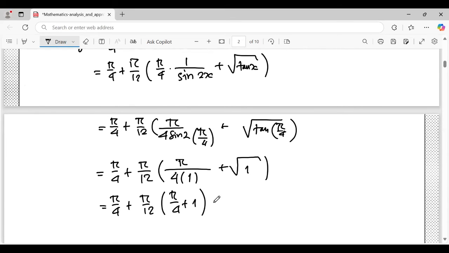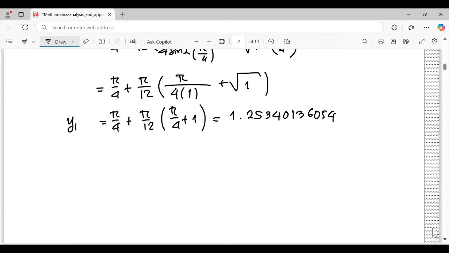Okay, and if you calculate, I have calculated this, the result is 1.2534013605. You may check on your calculator. That is y1. Next, y2. But we have to find x first, if n equals 1.